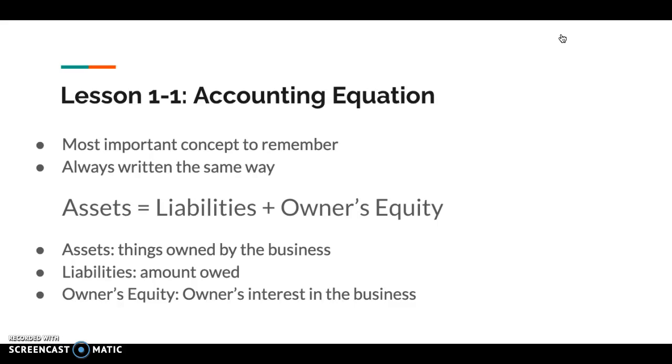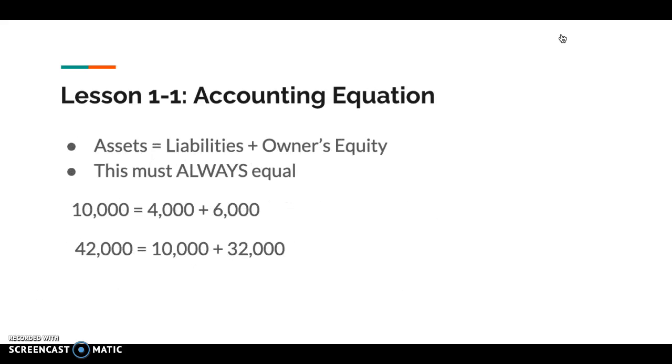So anyway, just as a reminder, because these are pretty important, assets are things that are owned by our business. Assets are things that we own. Liabilities are amounts that we owe to people, and we'll talk a little bit more about that. But liabilities are the amount that we owe to people. And then owner's equity is going to be our own interest in our business. Owner's equity. So the accounting equation: assets equals liabilities plus owner's equity.